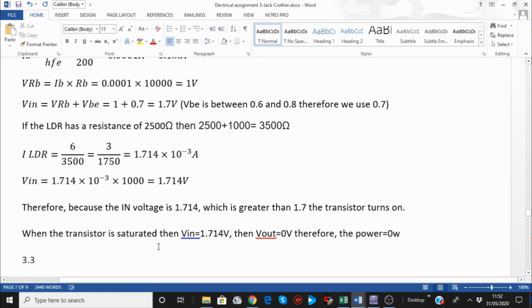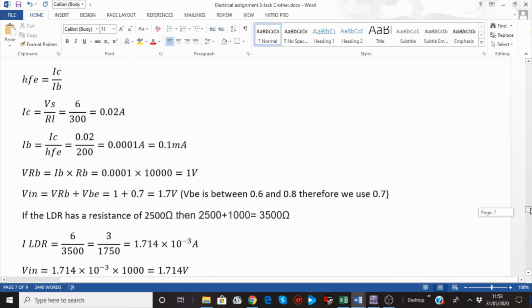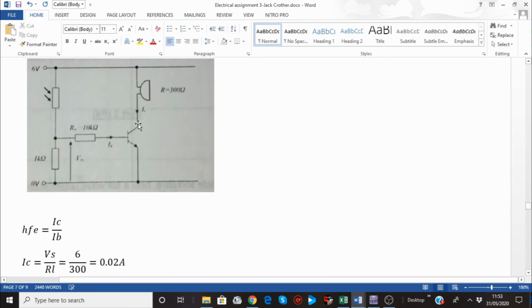So when the transistor is saturated, the voltage of the input is 1.714 volts, but the voltage of the output, because it's switched on, is 0. The output voltage between collector and emitter is short, so it's 0 volts, therefore power is 0 watts. So ideally, in an ideal world, the power that's used when it's switched on is 0.